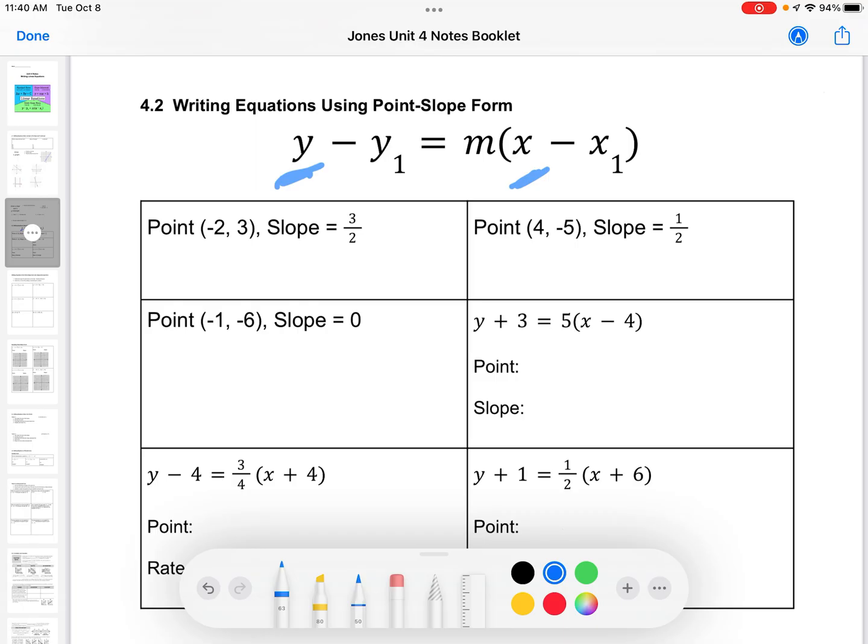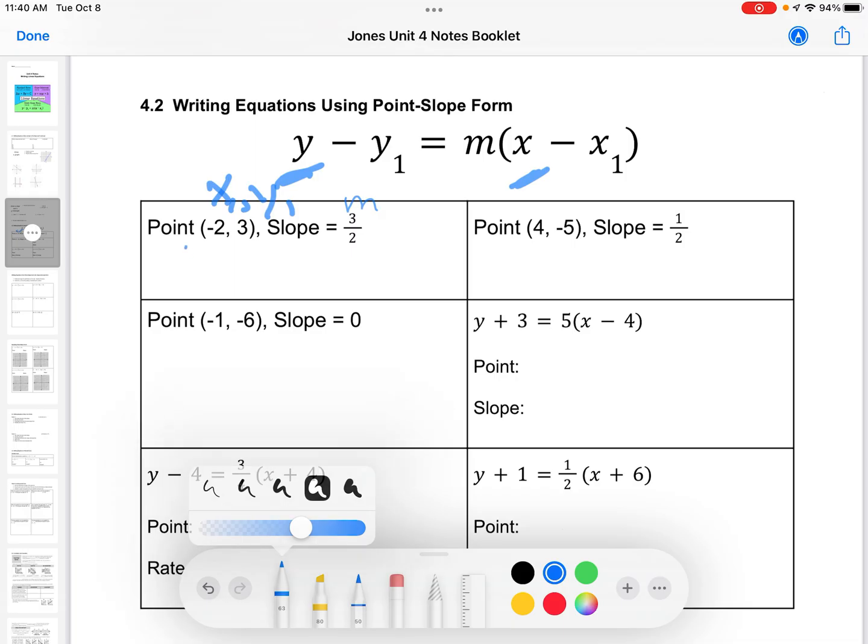This x1, y1 is if somebody tells me a point on the line and the slope, I can use this to write the equation. So if they give me a point, this would be x1, y1. And if they give me a slope, this is your m, your slope. So let's plug it in.